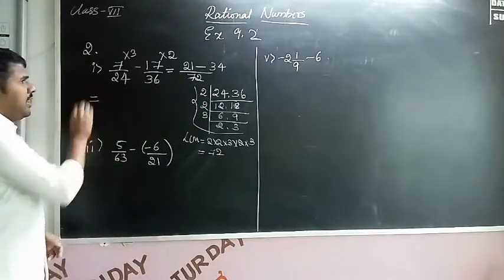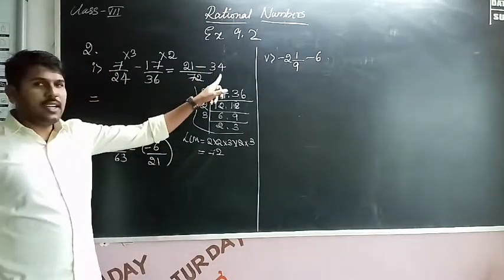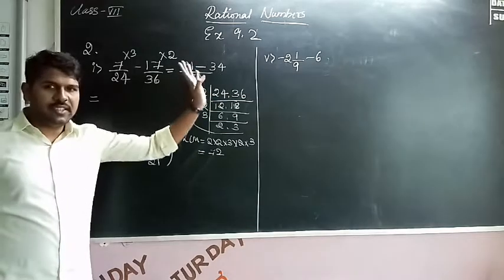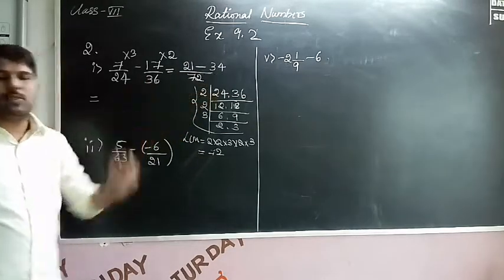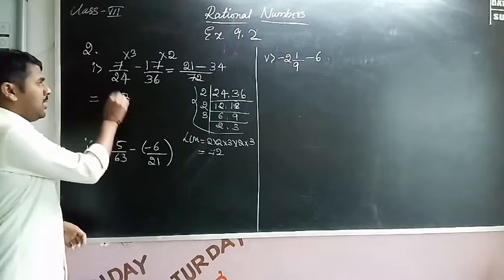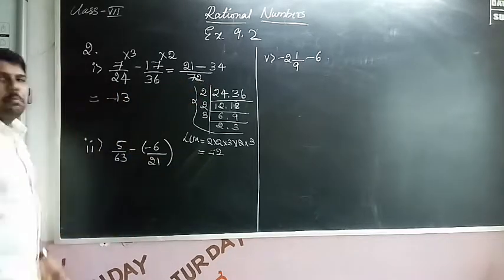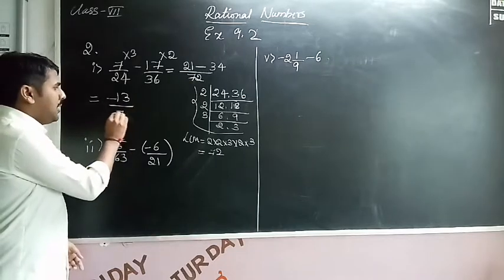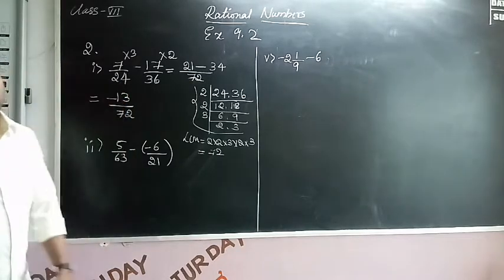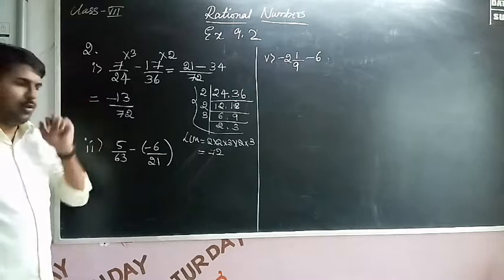So what is the final answer? 21 minus 34. Here the numbers have different signs, so subtract. 34 minus 21 is 13. And the bigger number's sign is minus, so the answer will be minus 13 by 72. So the final answer is minus 13 by 72.